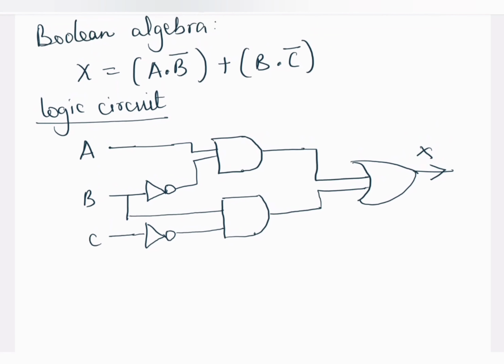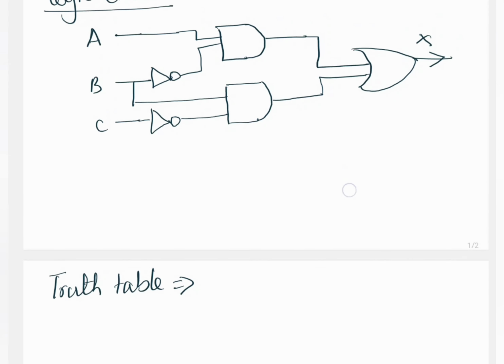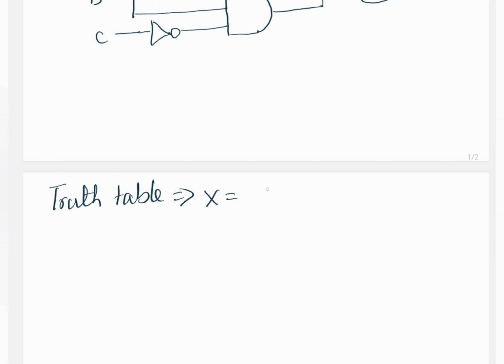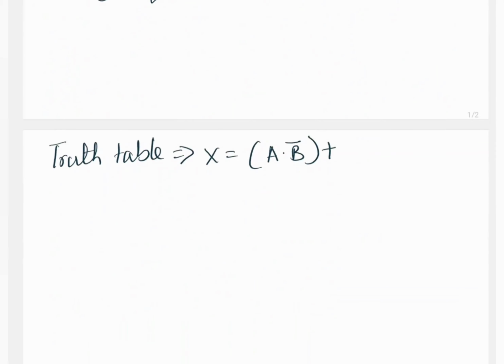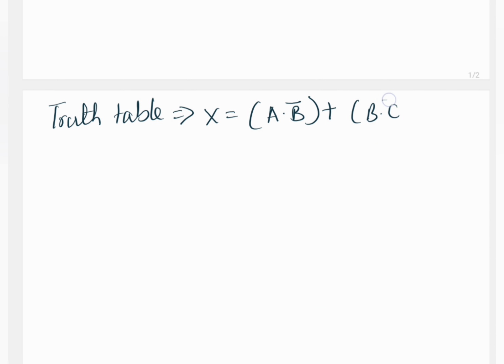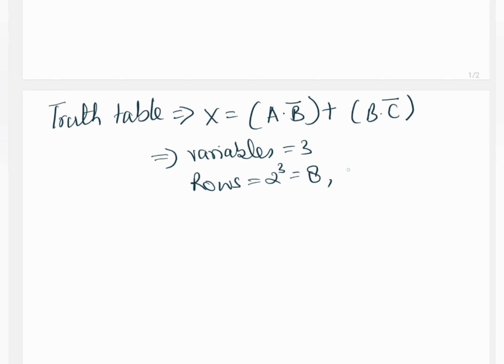Now let's try to put a truth table together. Since we have got the three variables, we'll need the three inputs. So to put a truth table together for the above equation, let's get started. Truth table. Let me just write the equation over here. It makes it much easier. X is equal to A dot B complement plus B dot C complement. Now, since the number of variables is 3, the rows are 2 to the power 3, that gives you 8, and the columns are straight, that's 3.